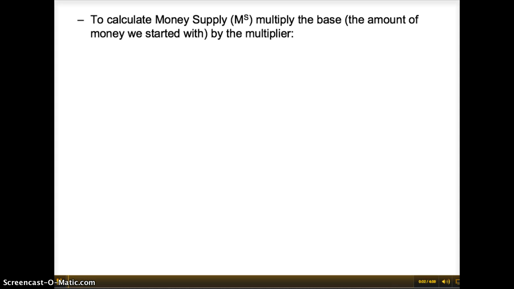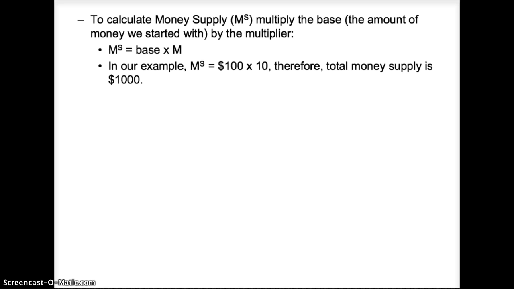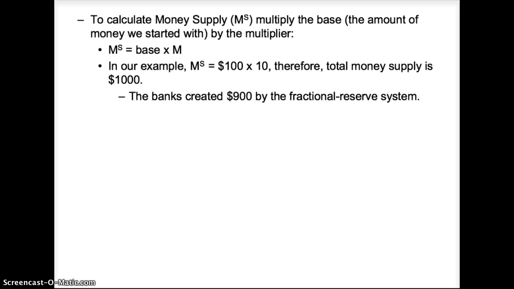To calculate money supply, we need to multiply the base by the multiplier. The base is the amount of money we started with. Money supply equals base times M. In our example, the base was $100 and the money multiplier is 10. Therefore, total money supply is $1,000. Since we started off with 100 and ended up with 1,000, that means the fractional reserve system created $900.